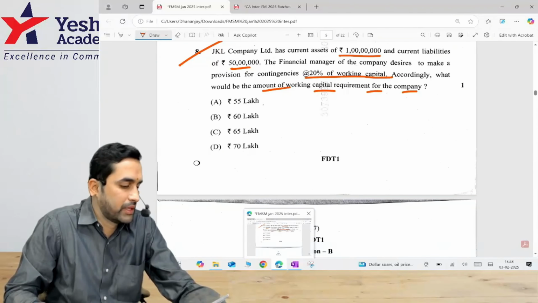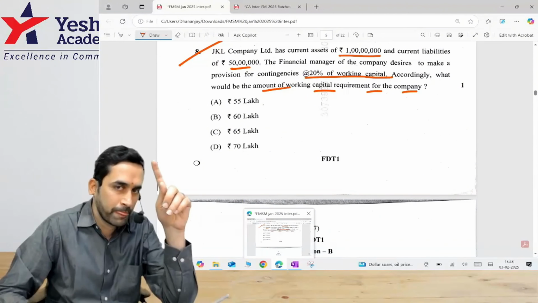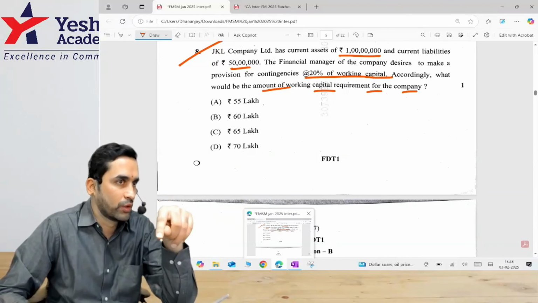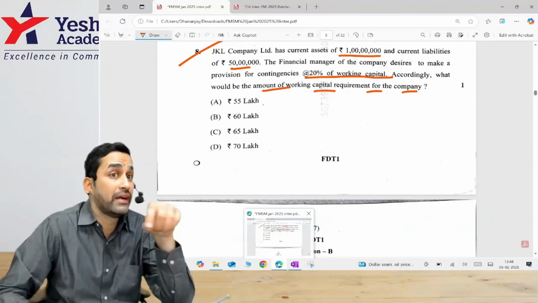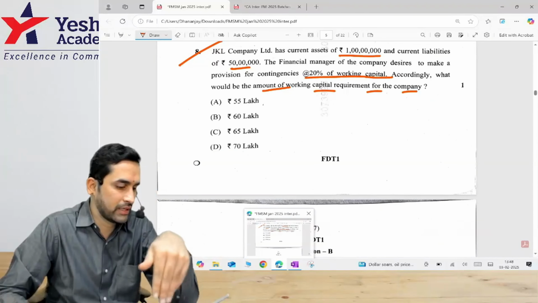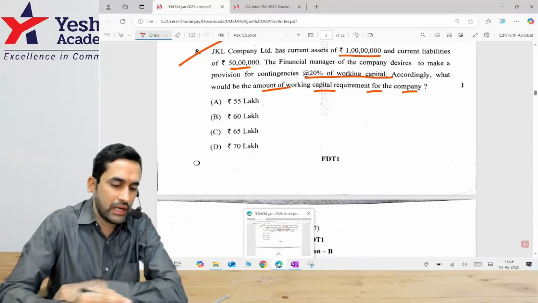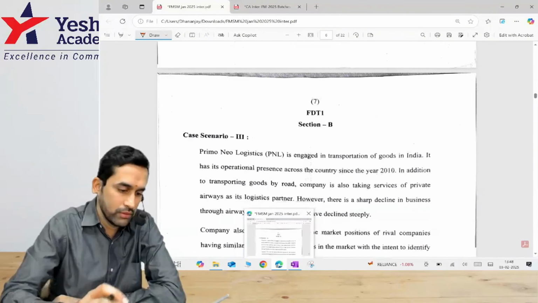And on top of that, if you take additional safety margin, if you remember, we did one question. We calculated total CA, total CL, CA minus CL, we got working capital. In that question, they said you have to add 20% safety margin. Remember, here they are talking about 20% margin. And this question, 1 itself is more than enough according to me. Okay.